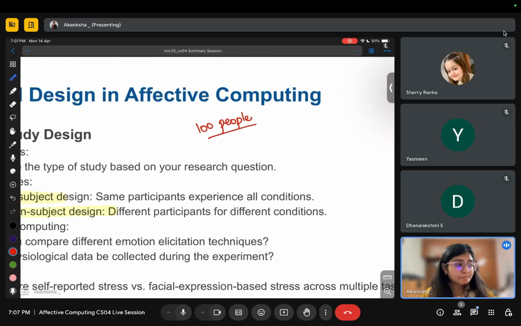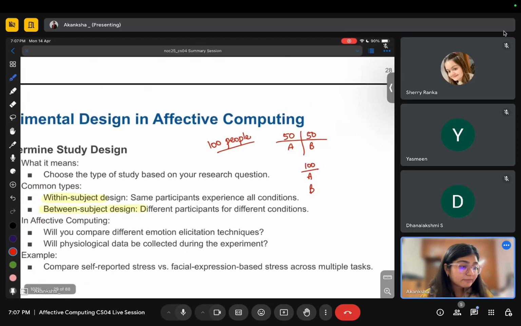You say I have 2 advertisements, I want to check which one is better. So आप 50 को A वाली दिखा दो and 50 को B वाली दिखा दो, तो दोनों में से जो बेटर चलेगी, then you can see that with that advertisement is working fine. But then there is another approach which will be like 100 को ही पहले A दिखा दो, फिर उनको B दिखा दो. So which one they will like better? So first one is same participants experience all conditions. This is the within subject. So you are showing both videos to me and asking which one did you like better.